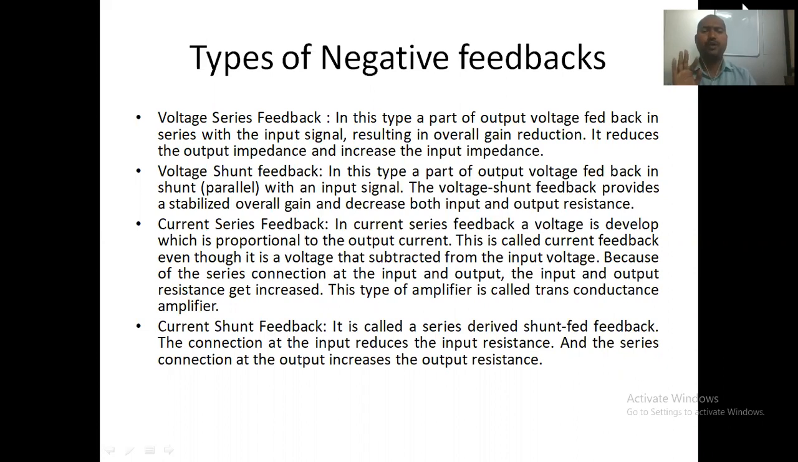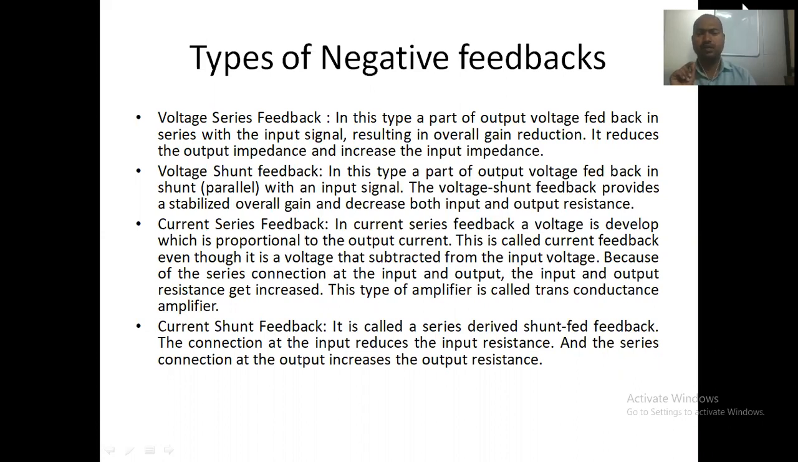Okay, when we use the voltage series type of feedback, the overall gain of your amplifier is reduced, right? Means when we use the voltage series type of feedback, the gain with respect to your output is reduced. This thing happens when we use the voltage series type of feedback.